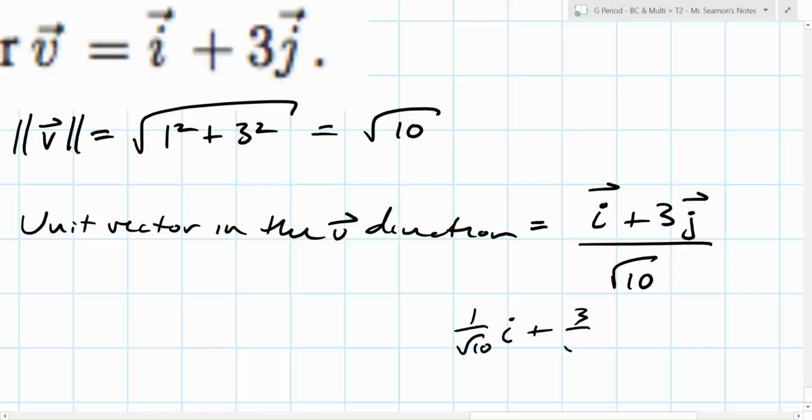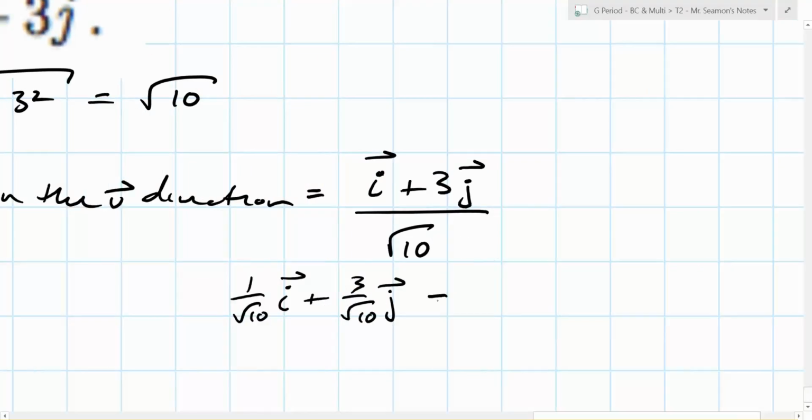So a way you could write this is 1 over root 10 i plus 3 over root 10 j. That's one way to write it. What's another way to write a vector? Just the components. So it would be 1 over root 10 and 3 over root 10.